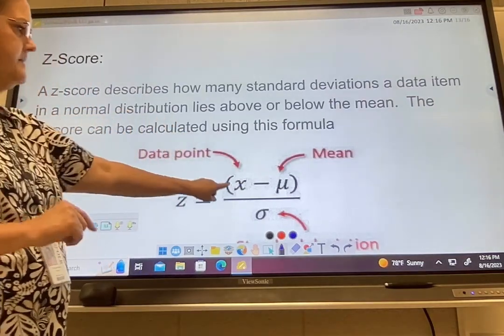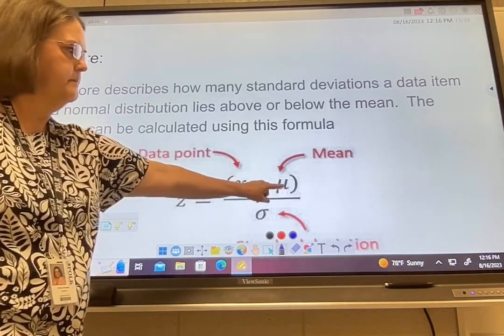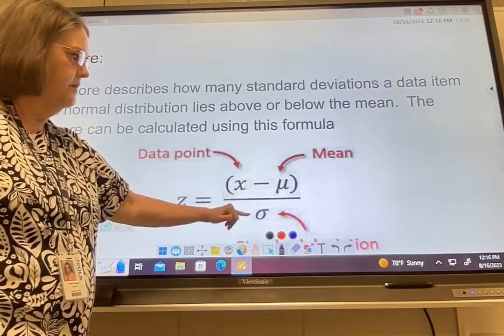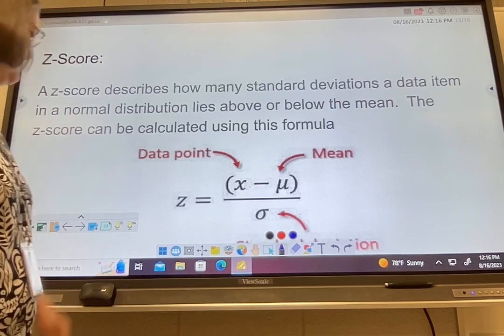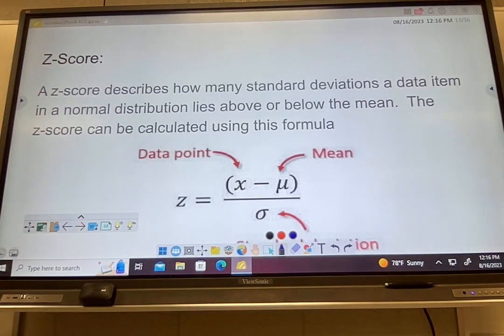And you calculate it by taking the data point and subtracting the mean. You get that total, and then you divide by the standard deviation, and it tells you how far away it is, how many standard deviations.